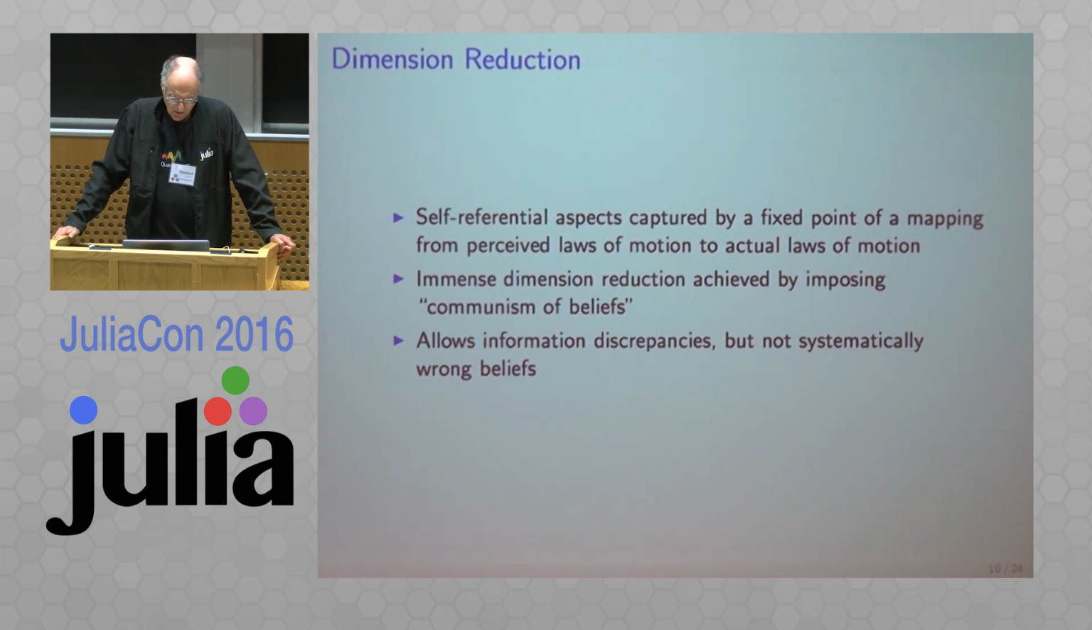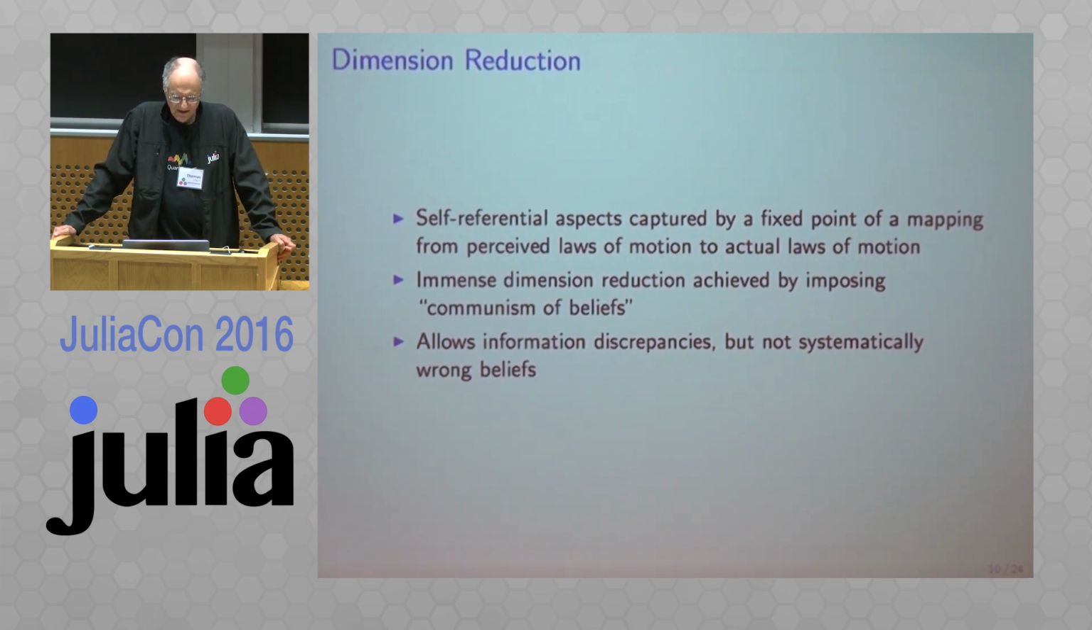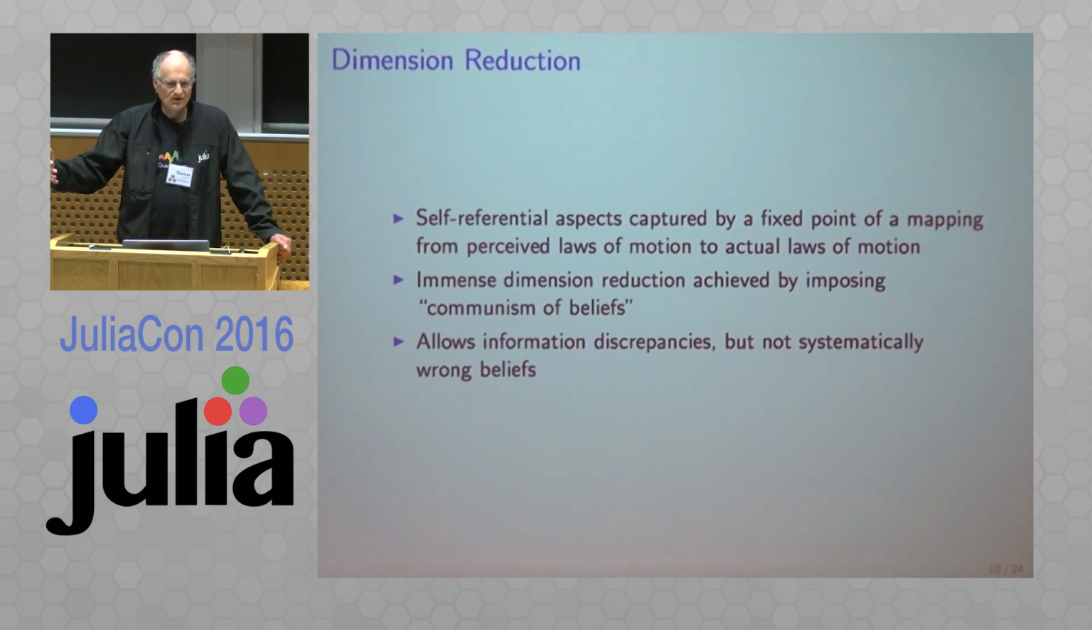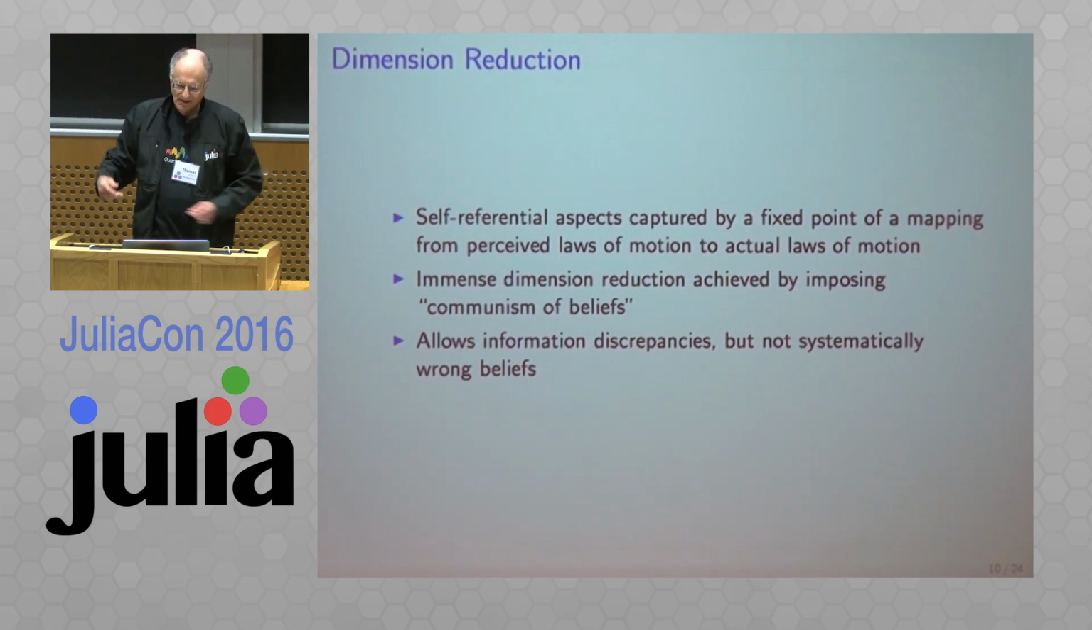So there's a fixed point. A rational expectations equilibrium for us is a probability distribution that satisfies a certain fixed point, and it's a mapping from a whole collection of perceived laws of motion to actual laws of motion. So what you and I think is going to happen in the future is going to influence what we're going to do today, and it's going to influence what the future is. So there's this big mapping, and what we're going to go for is a fixed point.